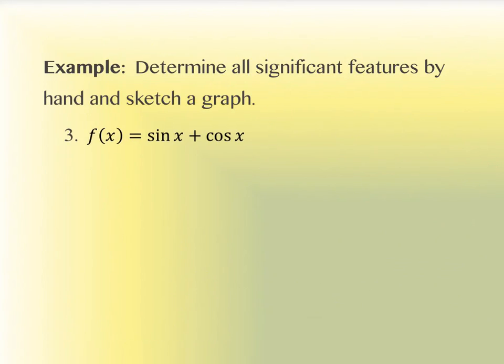All right, we're going to use the same information to do something a little bit different now. This direction said that we're going to determine all significant features, which I think is a funny phrase, significant features, by hand and then sketch a graph. So let's talk through what significant features might mean in general about a graph. What kind of things on a graph would you consider significant if you were trying to graph it?